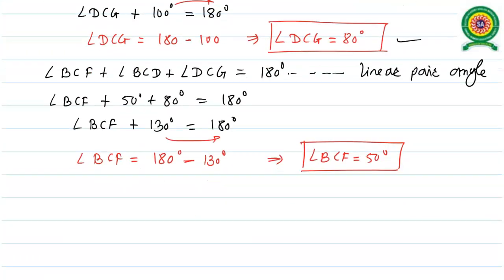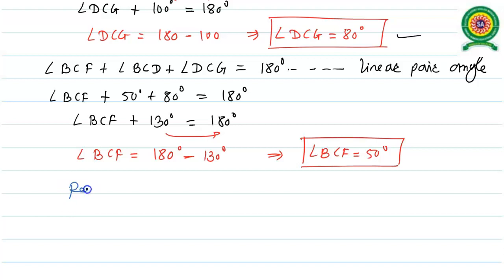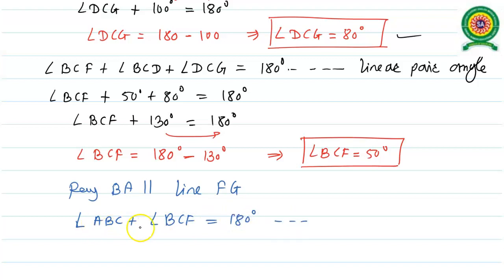So I am writing now, here we have firstly the ray BA is parallel to the line FG, so that I am writing measures of an angle ABC plus measures of an angle BCF equals 180 degrees. Why? Because ABC and BCF are interior angles, and once lines are parallel, the sum of a pair of interior angles equals 180 degrees, meaning they are supplementary.